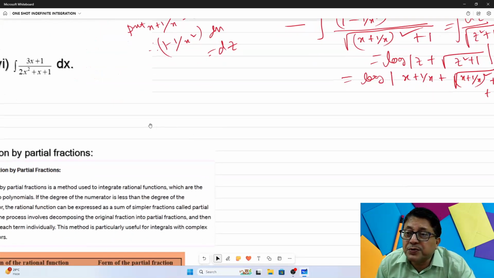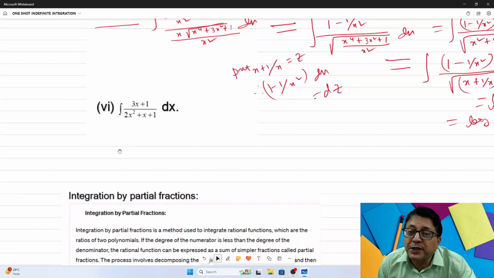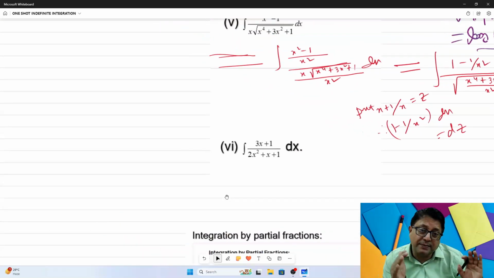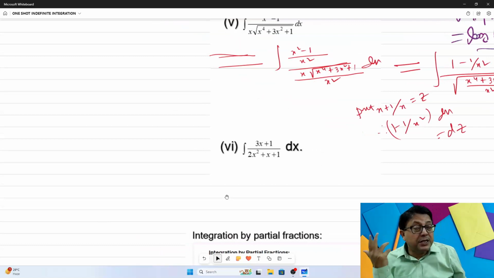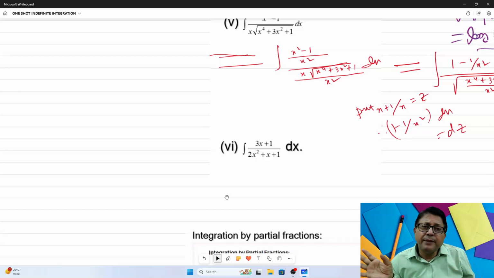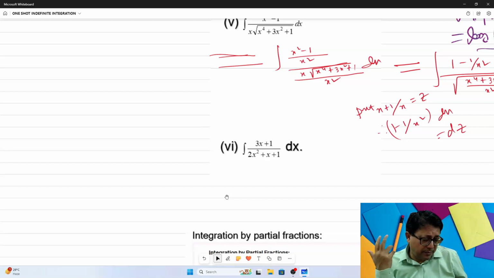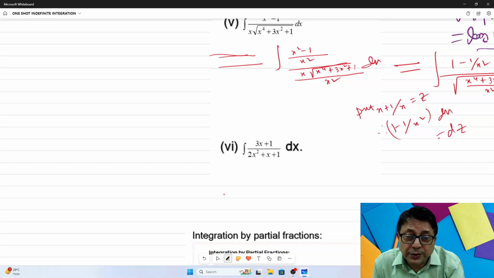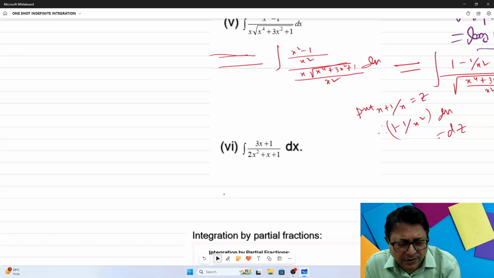Now how to do this one? 3x plus 1 by 2x square plus x plus 1. I am discussing types. I told you if you revise these types with me today, then there will not be any problem in understanding what is going to be done during exam. You will remember it quickly after this session. So how to do it? I remind you, you must have done all these kind, but just I remind you very fast.